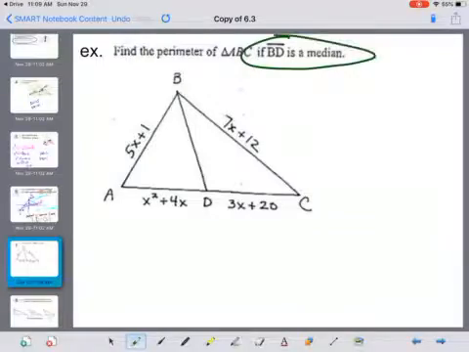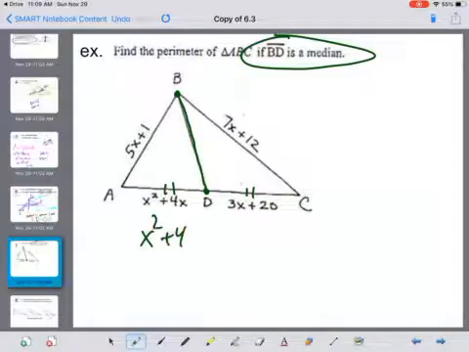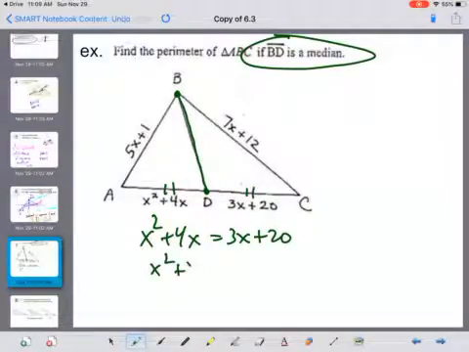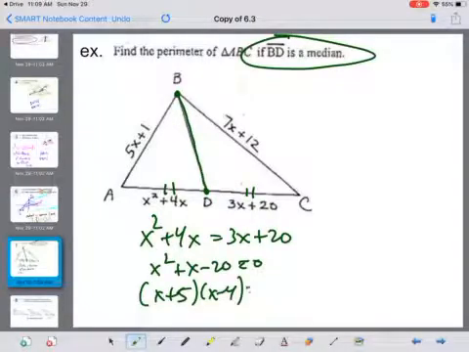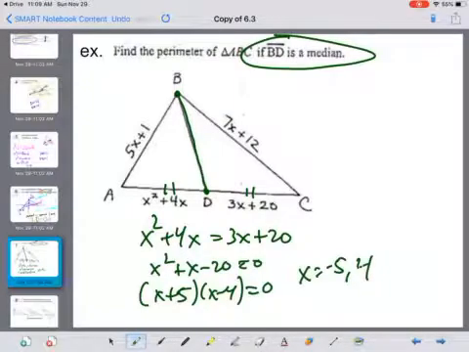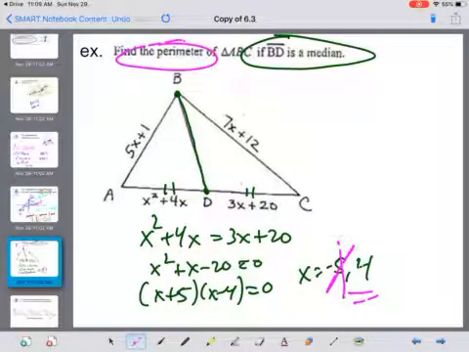So here, applying the fact that BD is the median, so B goes to D and is the median, that means that it creates 2 congruent segments there. So get everything to one side. When I factor, I'm going to get x equals -5 and x equals +4. I know that when I plug -5 in, it won't work. So my answer is just x equals 4, but it wants me to find the perimeter. So I need to plug 4 in everywhere.